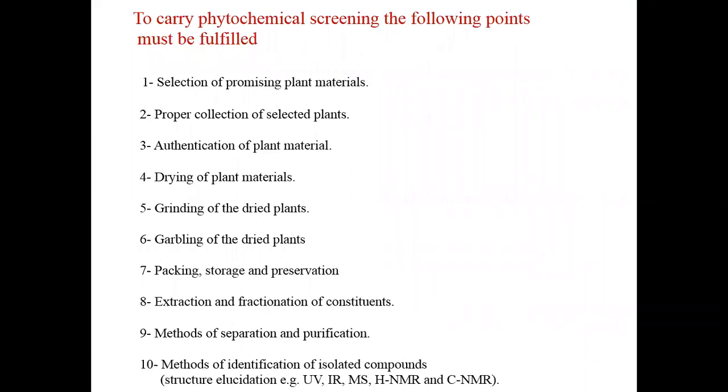To carry out the phytochemical screening, the following points must be fulfilled. The first step, selection of promising plant material. Proper collection of the selected plant, authentication of plant material, drying of plant material, grinding, cleaning, packaging, and storage and preservation, extraction and fractionation of constituents, method of separation and purification, and identification of isolated compounds by using various analytical techniques such as structure elucidation by UV, IR, mass and NMR.